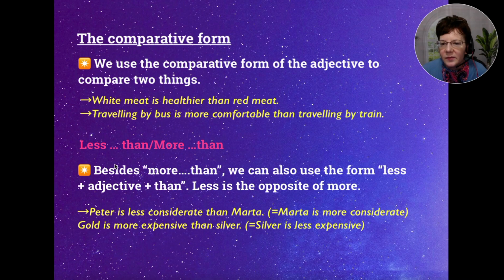All right, let's talk about using less than and more than. Besides more than, we can also use the form less, an adjective, and than. So less is the opposite of more. For example, Peter is less considerate than Marta. This means Marta is more considerate. Then we have gold is more expensive than silver. This means silver is less expensive than gold.